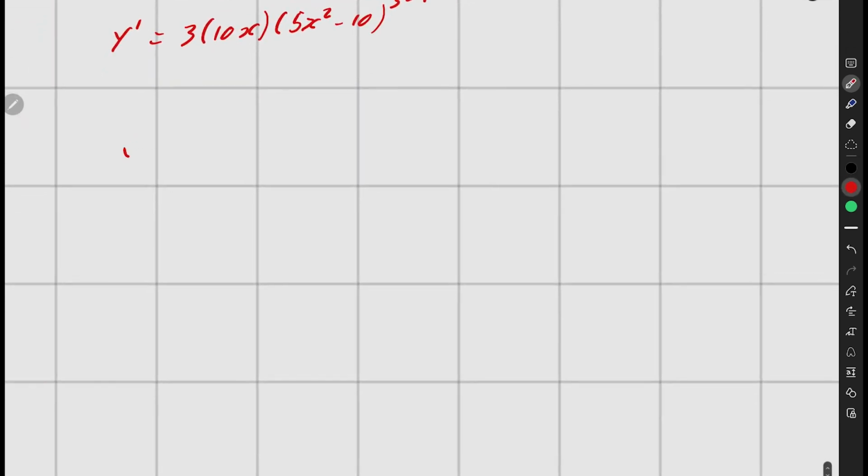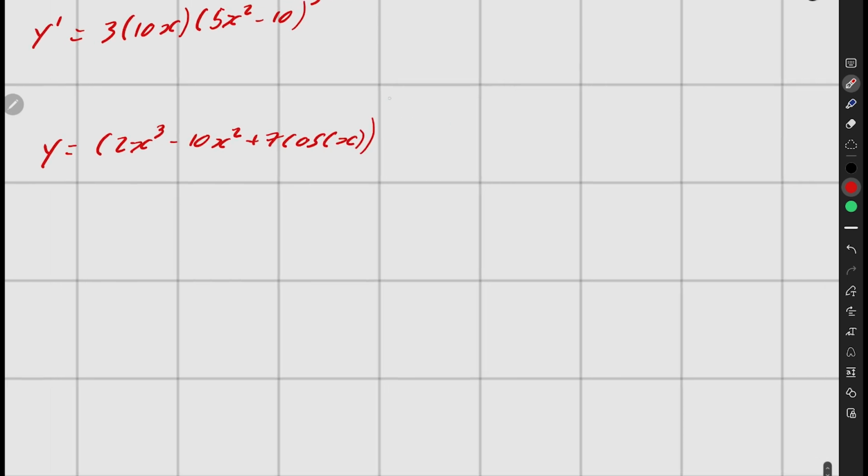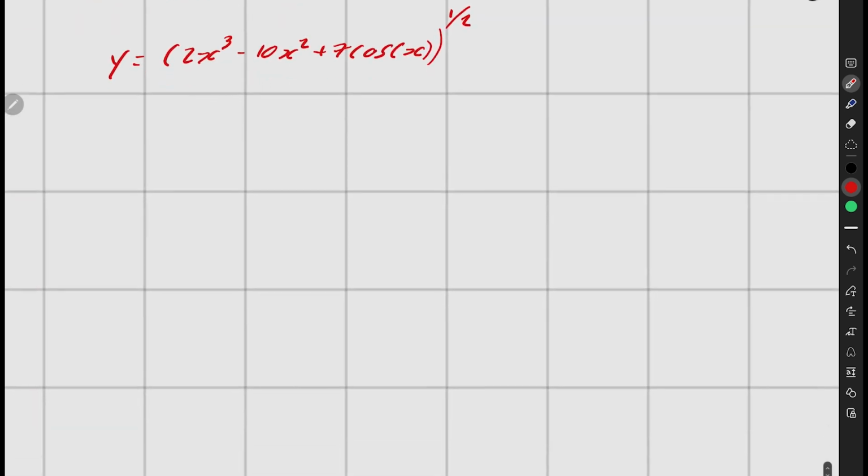Let's say we had y equals 2x cubed minus 10x squared plus 7 cos of x, and we're going to raise this to the power of a half. Remember, that's the same as the square root of the function, so it could also look like that. But we're just going to write it as a half. Just know they mean the same thing, so if you ever see a square root, it means the same thing, alright?